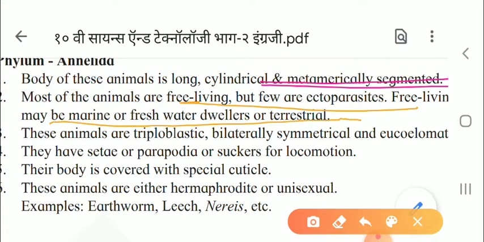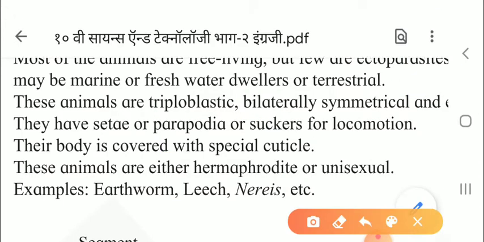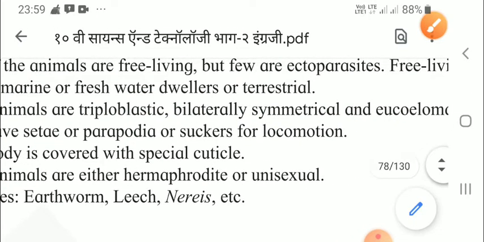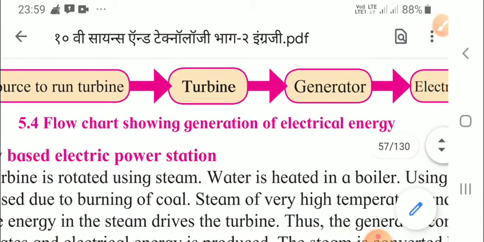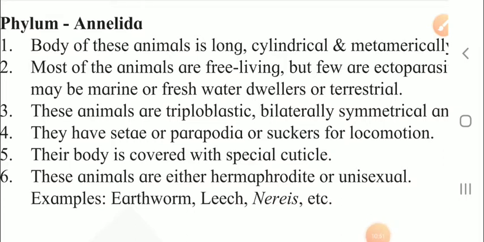Now these animals are triploblastic. Triploblastic means made up of how many layers? Three layers, children. So these animals are triploblastic, bilaterally symmetrical. Bilaterally symmetrical means if we cut them into equal halves, we get a mirror image, like our body, and they are eucoelomate. So you can see here, children, that these animals are triploblastic and bilaterally symmetrical.